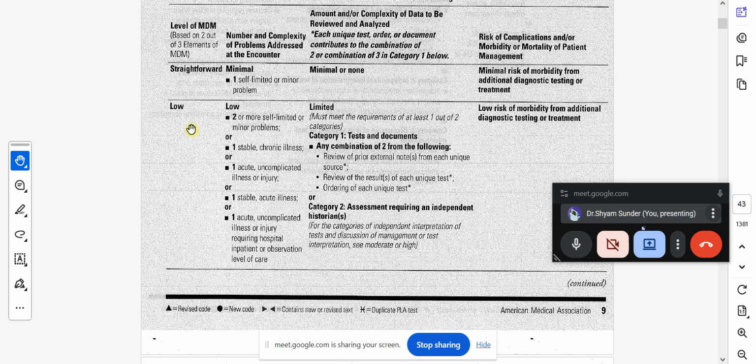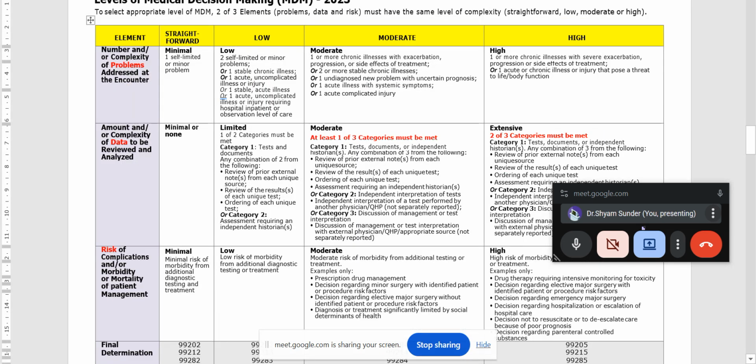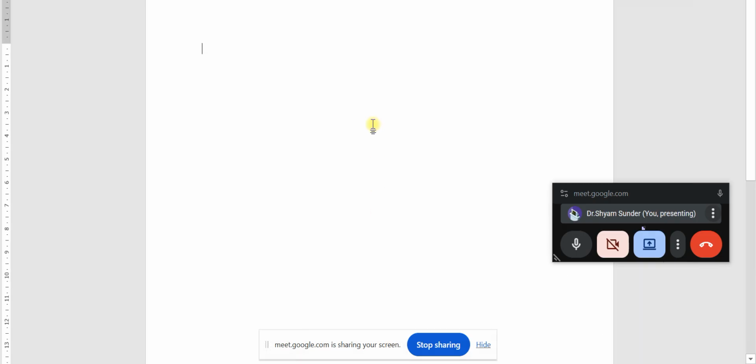Once you have the MDM level, you have the E&M code. If it is a new patient, office visit, low MDM, what is your code? E&M code? Office visit, new patient, and low MDM. You just decided for the particular case of acute pharyngitis that the MDM level is low. Now, what is your final E&M code?